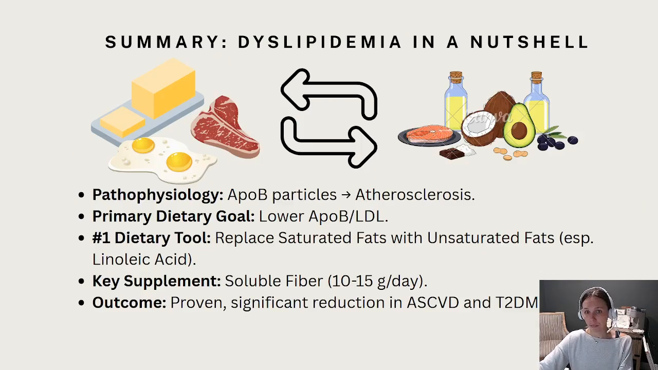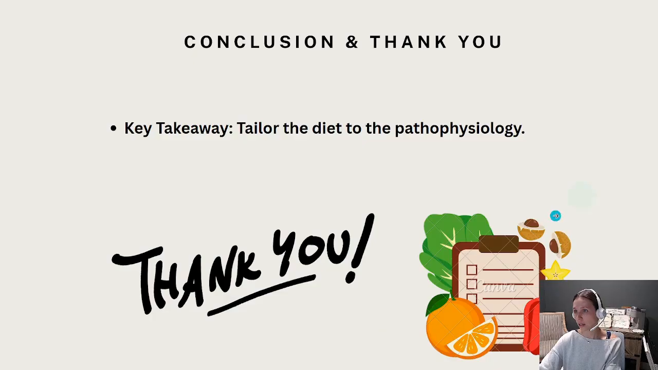Okay, so in summary, for dyslipidemia, the pathophysiology is clear. ApoB particles cause plaque, and our primary dietary goal is to lower them. The single most effective tool we have to improve dietary fat quality is to swap saturated fats with unsaturated fats, which is a strategy proven to prevent heart disease and diabetes. And we can powerfully augment this with a targeted intake of soluble fiber as well. This provides a clear evidence-based nutritional path for your patients.